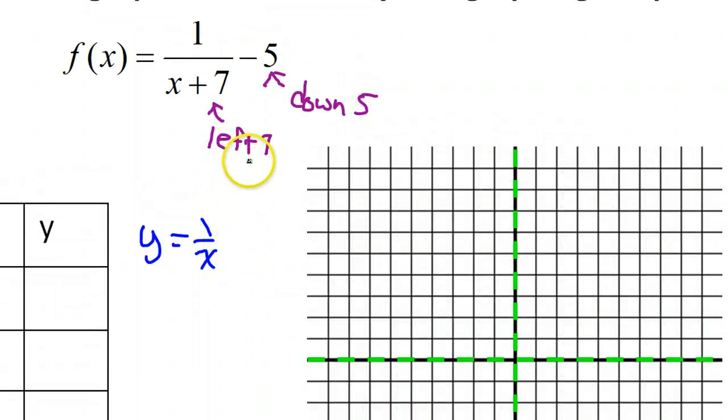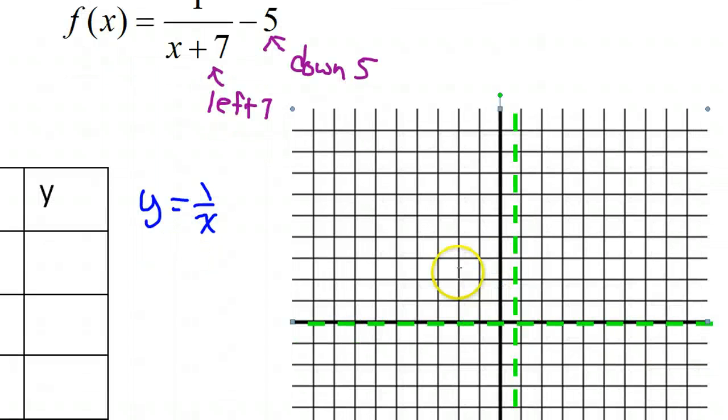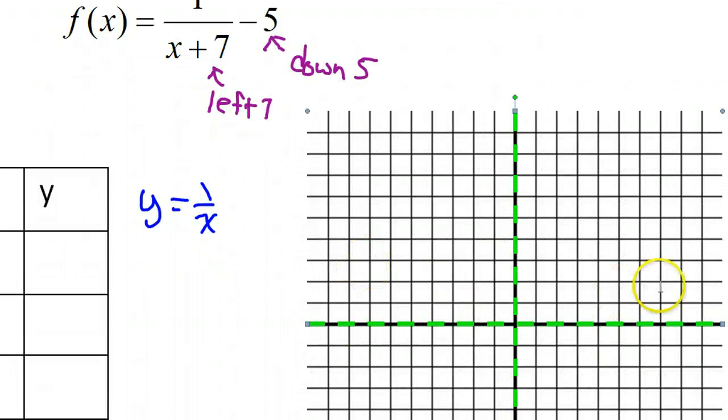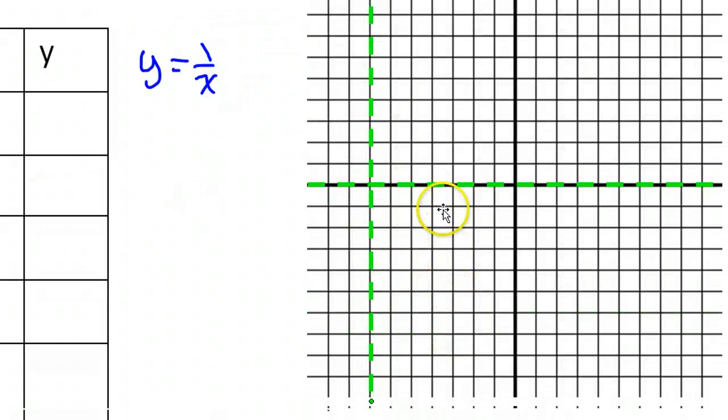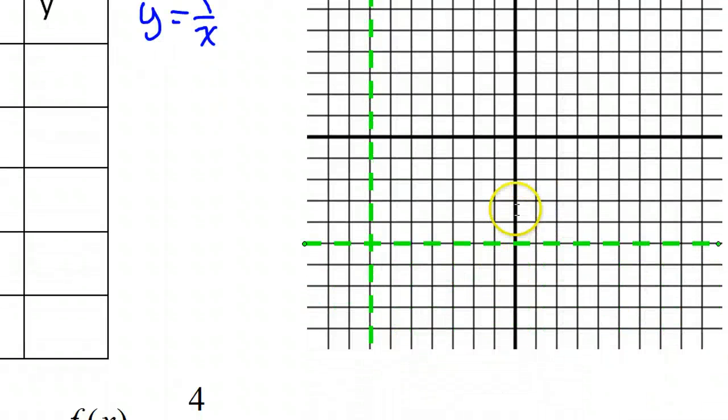Because of the left 7 part, we have to take this asymptote and move it, grab the whole thing. We have to take this asymptote and move it 7 to the left. So 1, 2, 3, 4, 5, 6, 7. Because of the down 5 part, we have to take this asymptote and move it down 5. 1, 2, 3, 4, 5. So this is the proper placement of the asymptote.